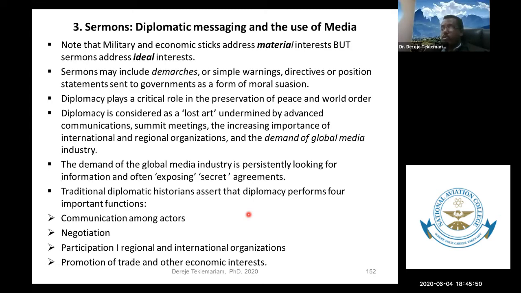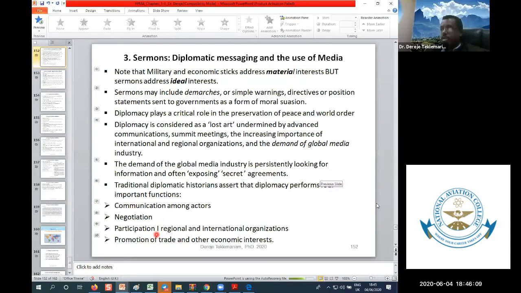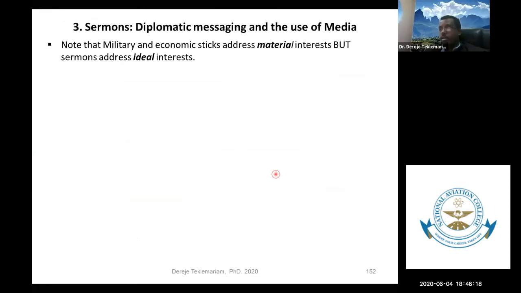So let's say Ethiopia is successful in terms of diplomacy, are we really doing this? Do we have this? Are we really successful in this regard? We need to answer this properly. Okay, I think this is the third important tool among foreign policy tools. I think you can read that.